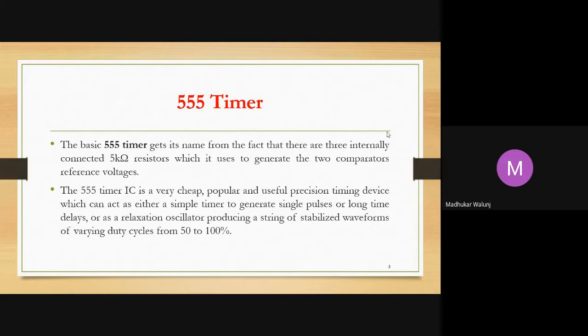This 555 timer IC is very cheap, it comes for 5 rupees or 10 rupees. It is popular and useful in precision timing devices, which will act either as a simple timer to generate a single pulse or long time delays, or as a relaxation oscillator that will produce a stabilizing waveform, and the duty cycle of the waveform can be varied from 50 to 100%. So basically the 555 timer will be generating the waveforms.